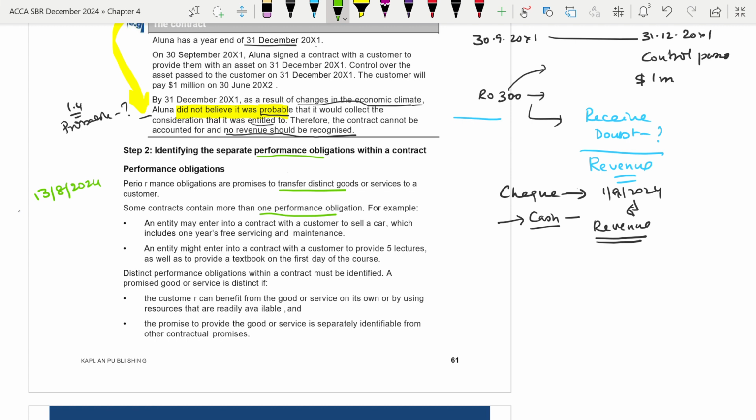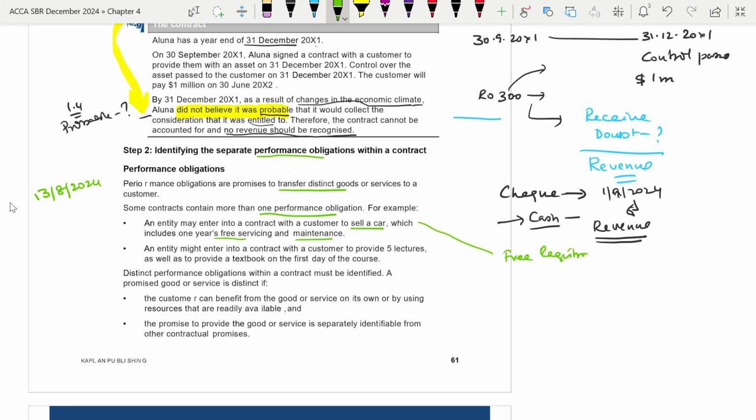They gave a very simple example, which we already know. They are selling a car. It includes one year of free service and maintenance. Here you will have these offers all the time. They are saying that with the car you will get one year of service, free insurance, free registration. They are talking in terms of all these things.